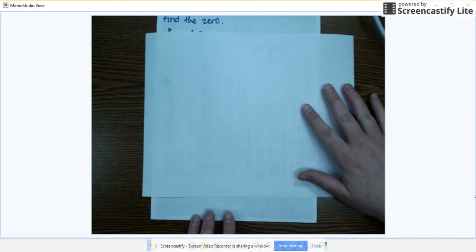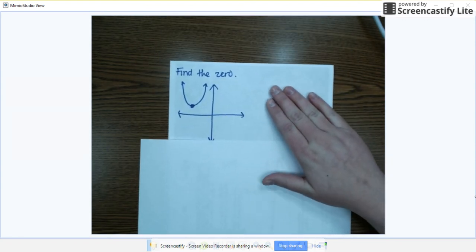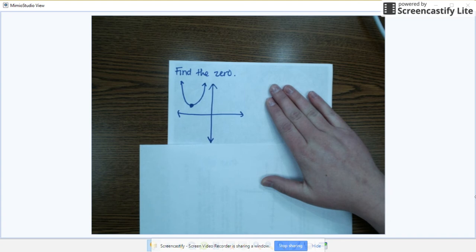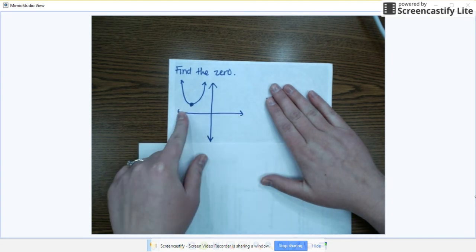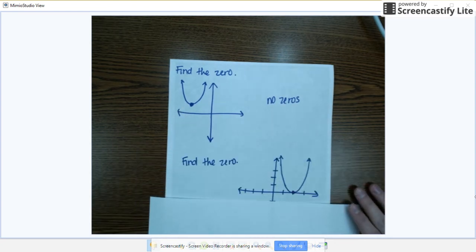Okay. We want to find the zero of this function. Well, again, looking for an x-intercept. This graph never crosses our x-axis, so we just say that there are no zeros. I would like you guys to find the zero of that parabola.